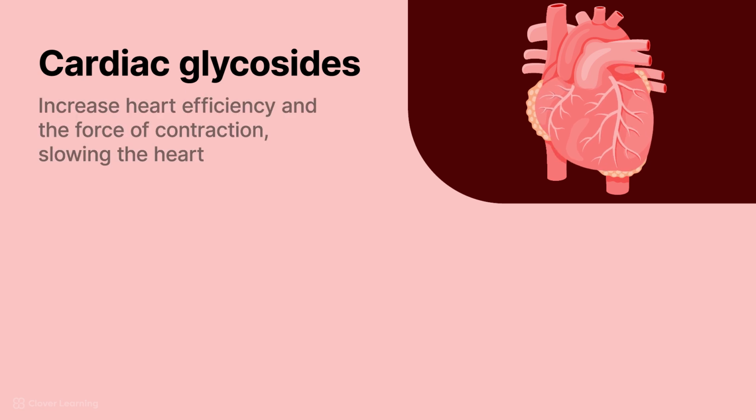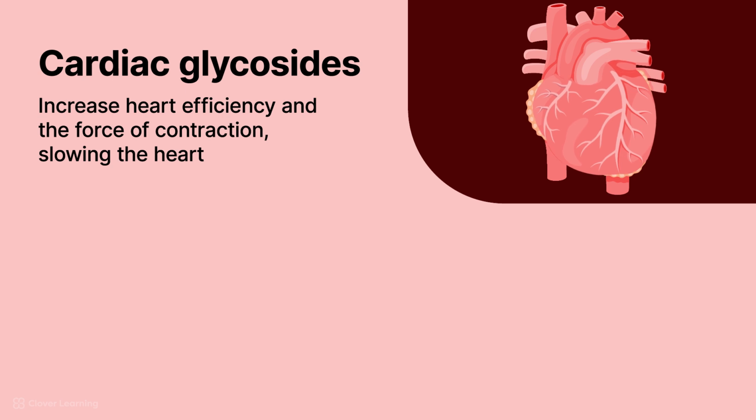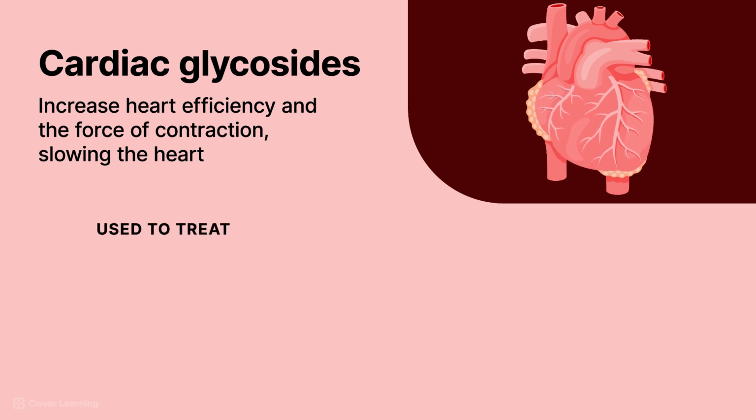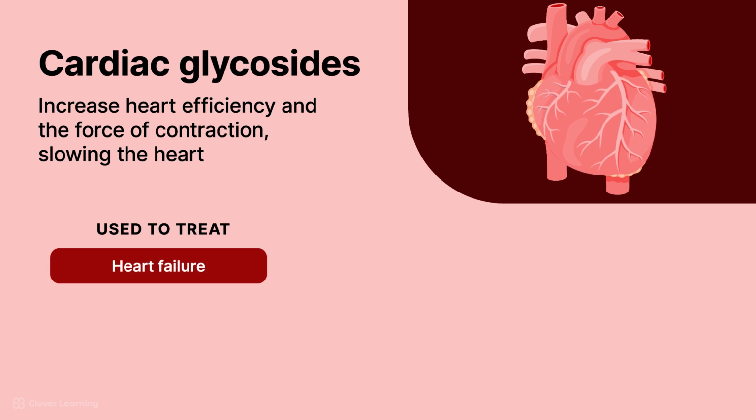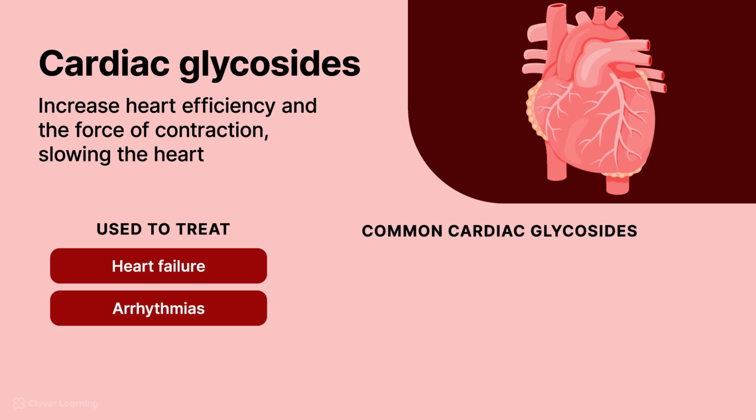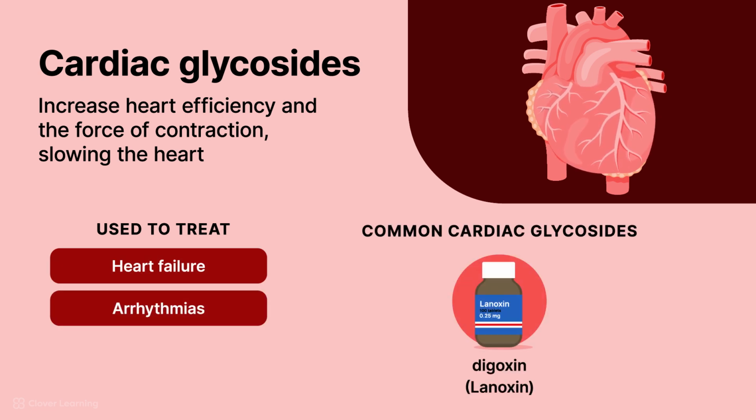Cardiac glycosides increase heart efficiency and force by improving the muscle tone of the myocardium, increasing the force of contraction and slowing the heart. Cardiac glycosides are used to treat congestive heart failure and arrhythmias. A common example of cardiac glycosides is digoxin, marketed as Lanoxin.